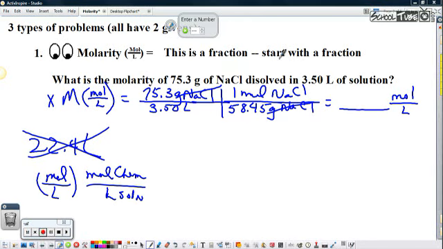All right. So that's one type of problem. In this type of problem, you are looking for molarity, which is a fraction, so you start with a fraction. So the first thing I wrote right here was a fraction.